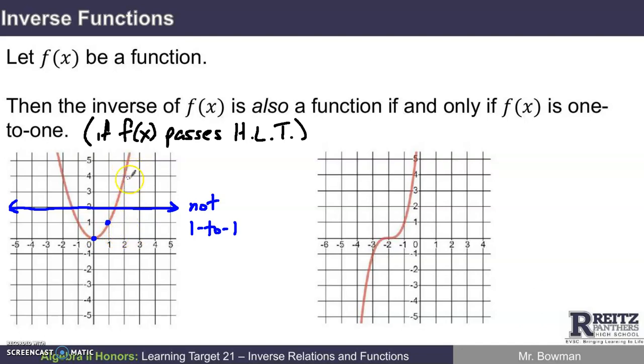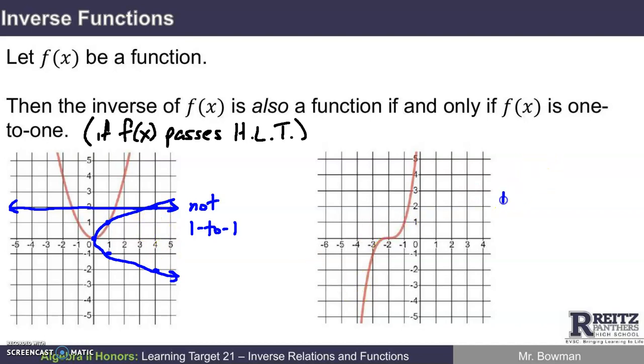If 2, 4 is on the function, 4, 2 would be on the inverse. But the inverse also contains, if negative 1, 1 is on the function, 1, negative 1 is on the inverse. And so if negative 2, 4, then 4, negative 2. So actually the inverse is this sideways opening parabola here that does not pass the vertical line test. It's not a function. So instead of necessarily needing to sketch the inverse, you could just decide whether the graph passes the horizontal line test.